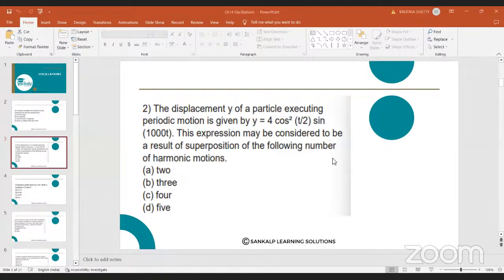Yes. So here the equation, I will split it a little as 2 into 2. So this everything is in a multiplication, so I can write it as 2 in a square bracket, 2 cos square t by 2 into sine of 1000 into t.